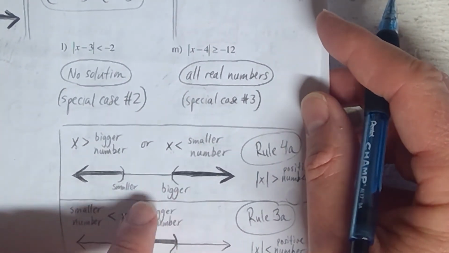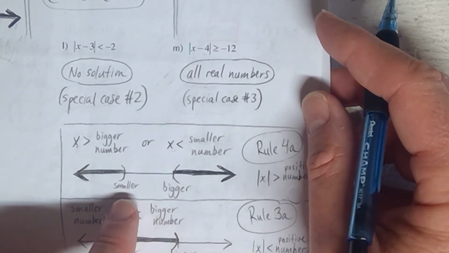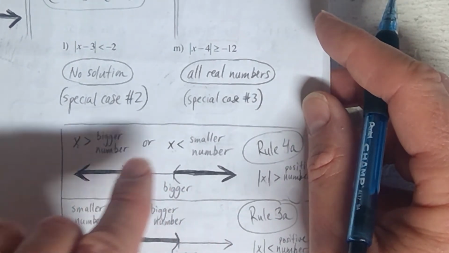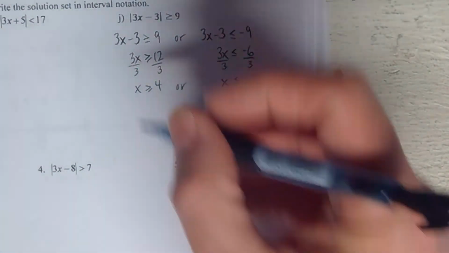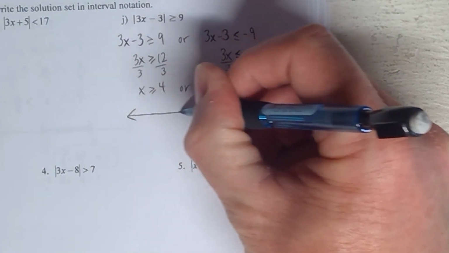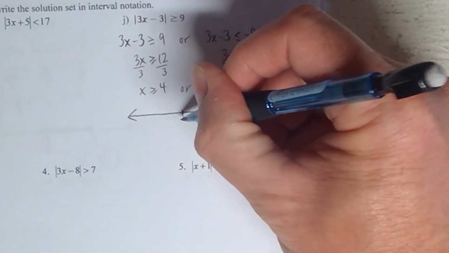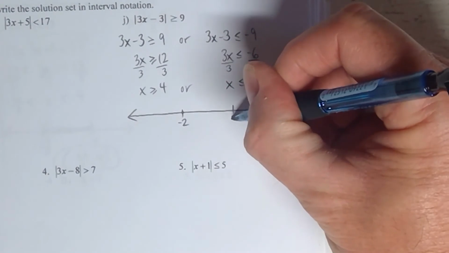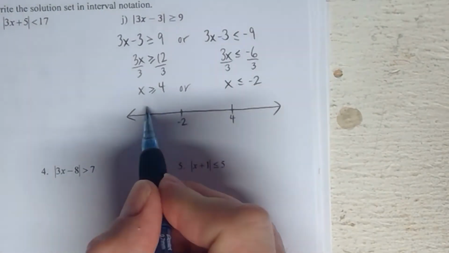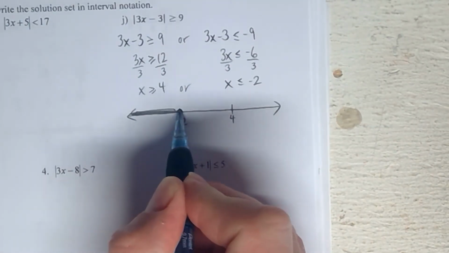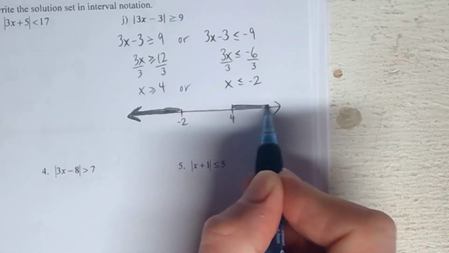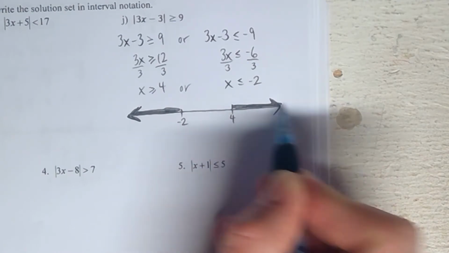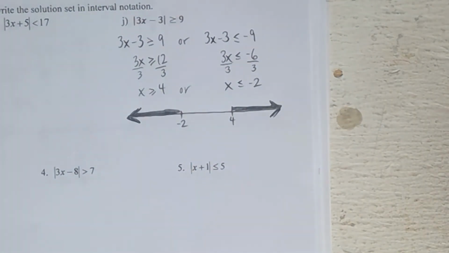Okay? And when that happens, you put your 2 numbers down here and you shade the first and third interval, not the middle one this time. Let's do that. So put down 4 and negative 2. Smaller number always goes on the left. And then we shade the first and the last interval, but not the middle one. Okay, that's rule number 4.